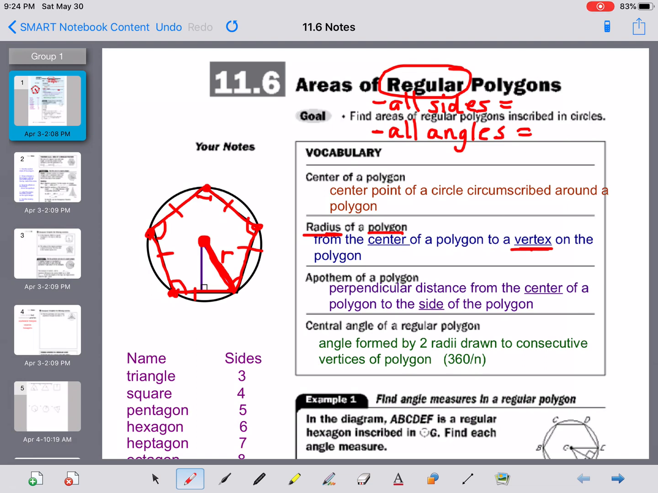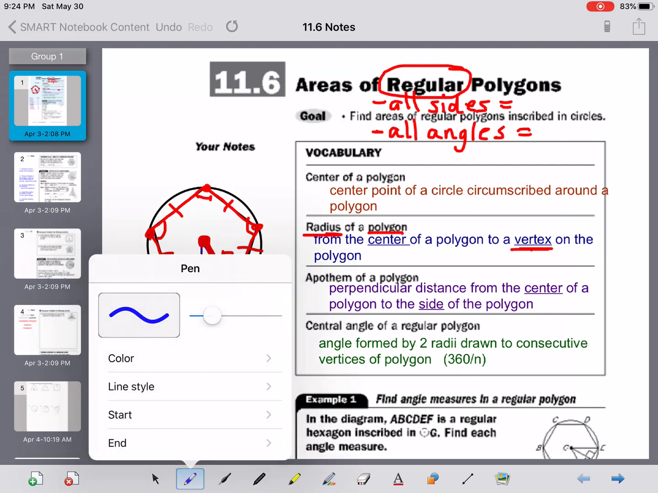So from the center of a polygon to the vertex is the radius. I do want to state for you, and this is why this circle is drawn around my pentagon as well. You'll notice that the radius of my polygon is the same radius of the circle that's circumscribed around my polygon. So that radius still is shared with the circle, but this is the radius of the polygon that we're talking about. Okay, my next one.